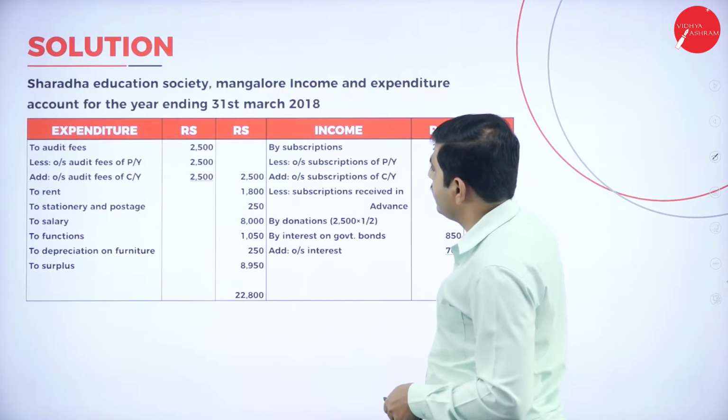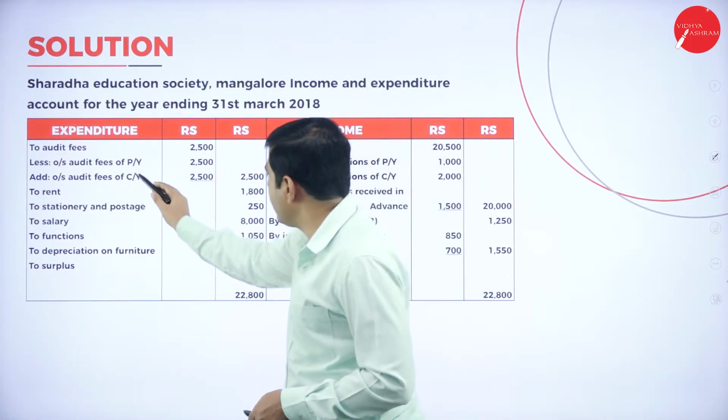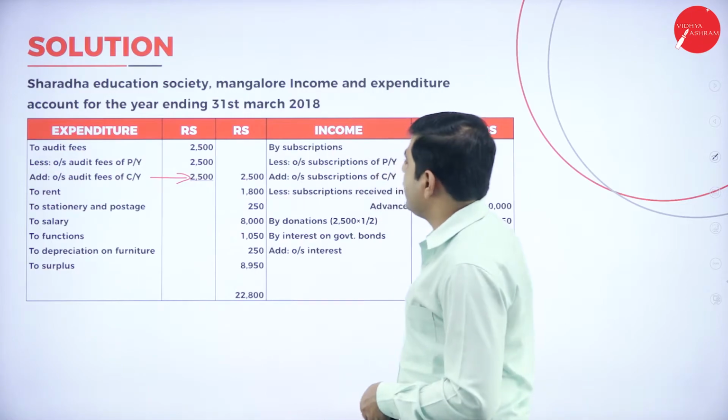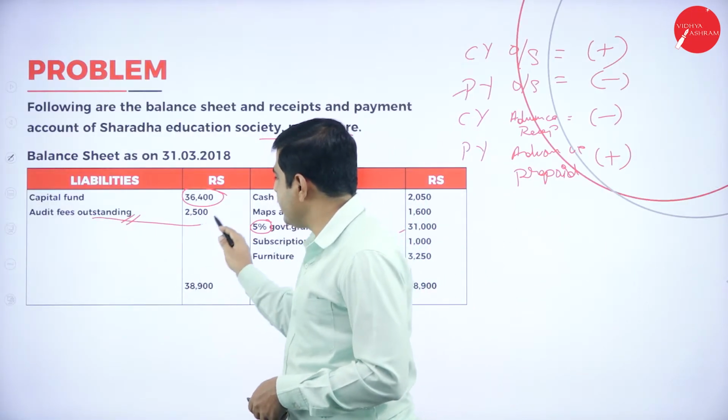See, I will show here. So audit fees, add to current year outstanding. We should add it. Okay, next one. Coming to the last year balance, look at the last year balance sheet. Here also previous year outstanding is also there.